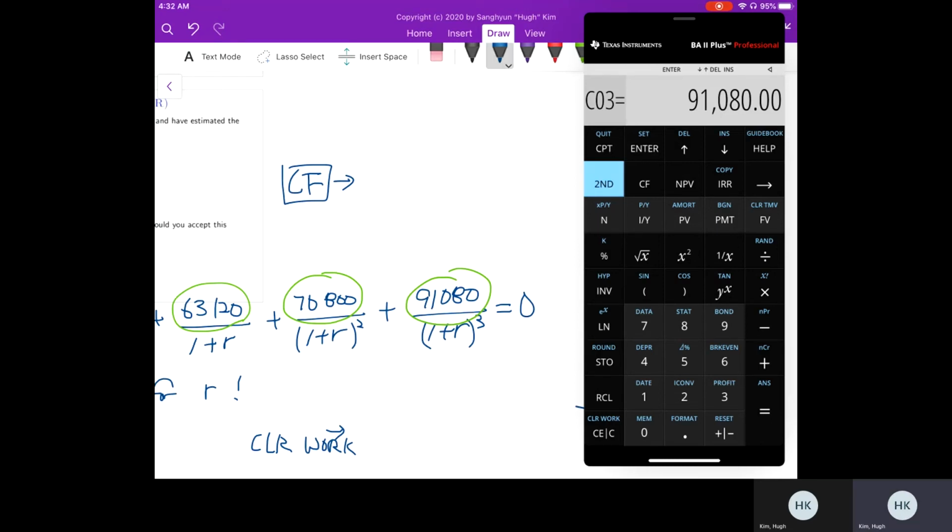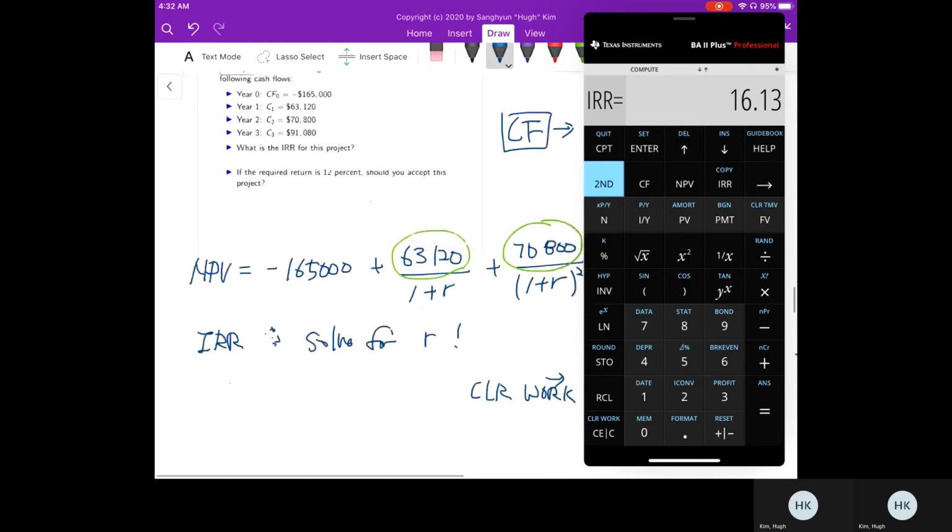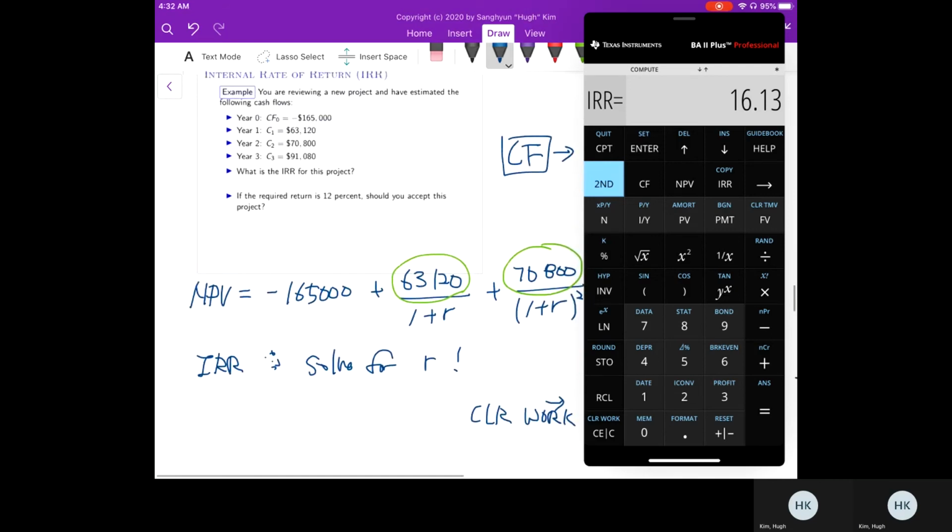Then we move on to find IRR. Press the IRR key here, and then press the compute key here. Then we will get the IRR of 16.13%.